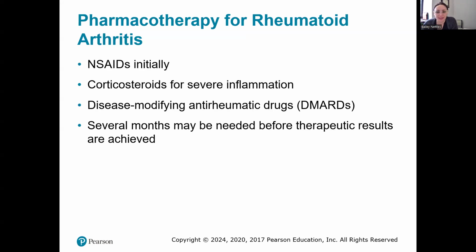So the initial treatment's always NSAIDs because it's arthritis, okay? NSAIDs reduce the inflammation. Once the NSAIDs stop working, they'll switch to corticosteroids for more severe inflammation. And then when those aren't working either, they switch to the DMARDs, okay? The DMARDs are usually infusions or sub-Q injections. They're not really PO meds very often. A couple of the non-biologic DMARDs are PO, but these have more systemic effects. They decrease your inflammation, and we'll talk more about them.